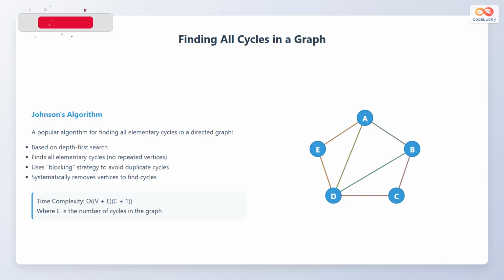What if you need to find all cycles in a graph? Johnson's algorithm is a popular choice for finding all elementary cycles in a directed graph. The key steps of this algorithm are that it is based on depth-first search, it finds all elementary cycles, meaning no repeated vertices, it uses a blocking strategy to avoid duplicate cycles, and it systematically removes vertices to find cycles. The time complexity is O((V + E)(C + 1)), where C is the number of cycles in the graph.